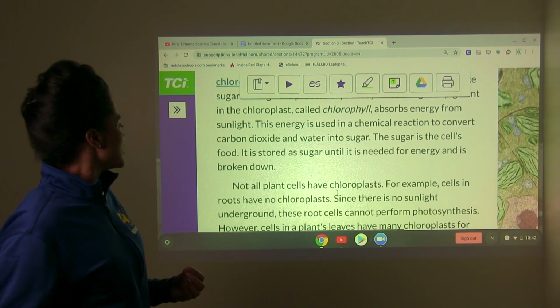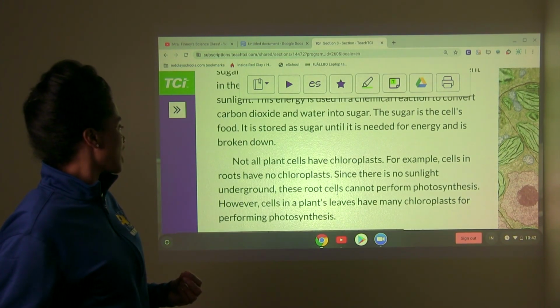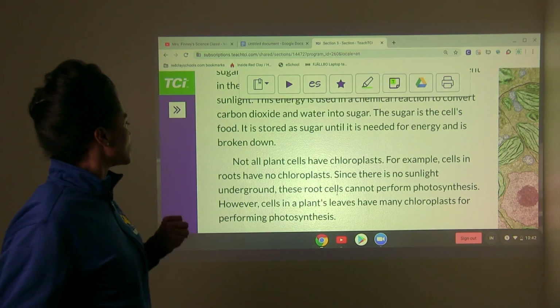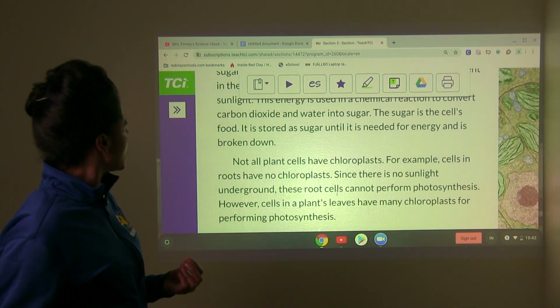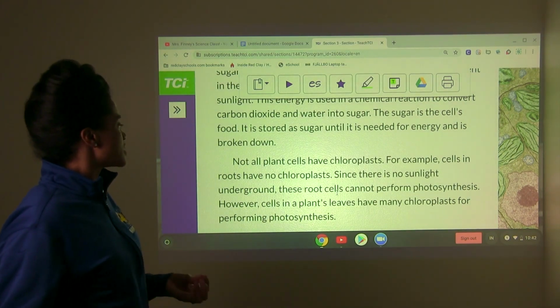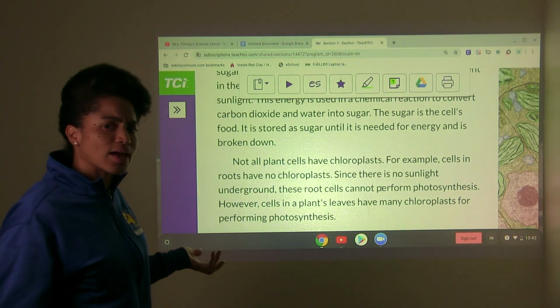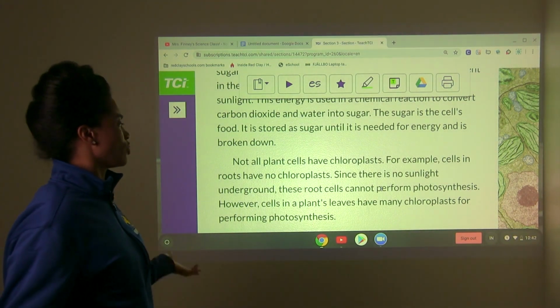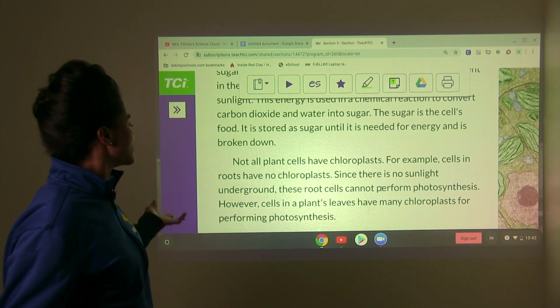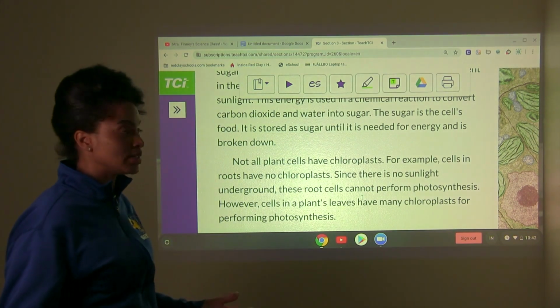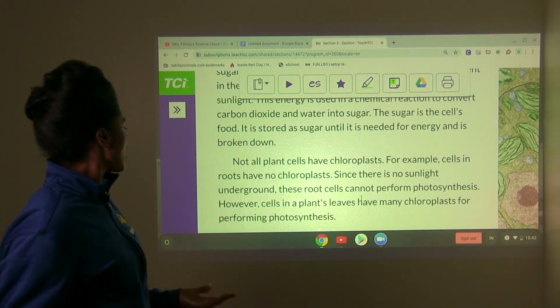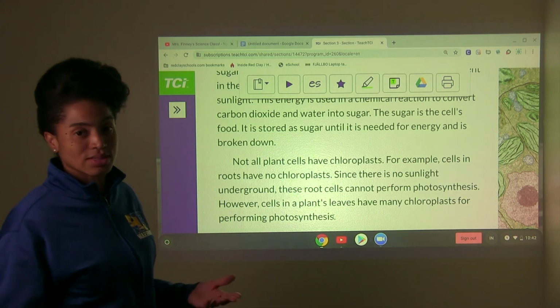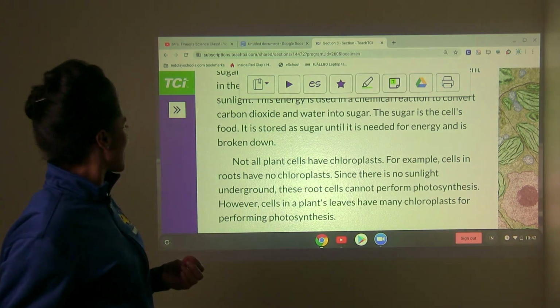All right? Not all plant cells have chloroplasts. For example, cells in roots have no chloroplast, since there is no sunlight underground. These root cells cannot perform photosynthesis. However, cells in a plant's leaves have many chloroplasts for performing photosynthesis. All right, so keep that in mind.